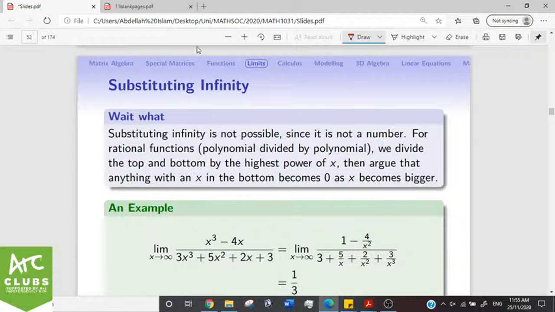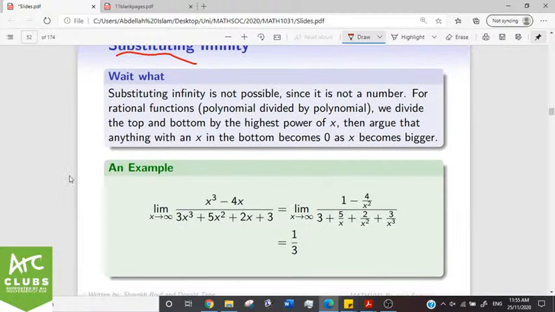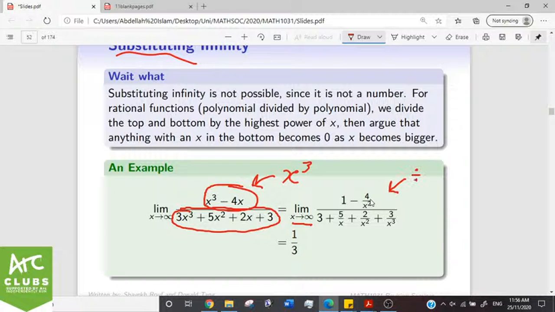So how do we find limits at infinity? You can kind of think of this like substituting infinity. While that doesn't really make sense, let's have a look at an example, and I think that's the best way of learning this. If you have this polynomial divided by this polynomial, and you take the limit as x goes to infinity, what we always do with these kind of problems is we divide every single term by x to the highest power. Here, the highest power of x is x cubed for both the denominator and the numerator, so we divide by x cubed.